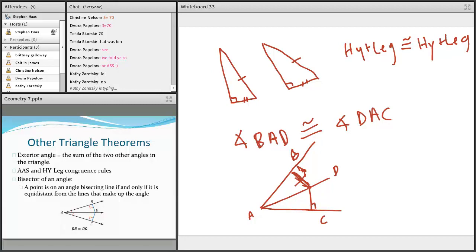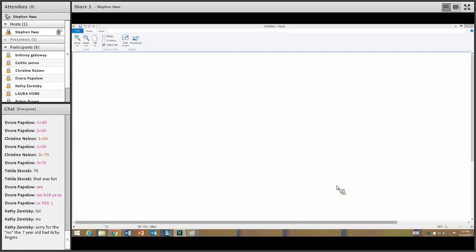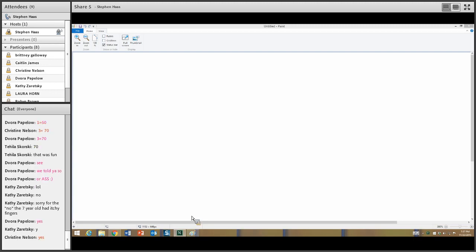Okay, what I wanted to do next is to look at some questions where we're going to use algebra to figure out the angles. I'm going to do screen sharing here. Just give me one second. I think I remember how to do this. Can everybody see my browser? You should be able to see my blank Microsoft Paint window. Okay, good.